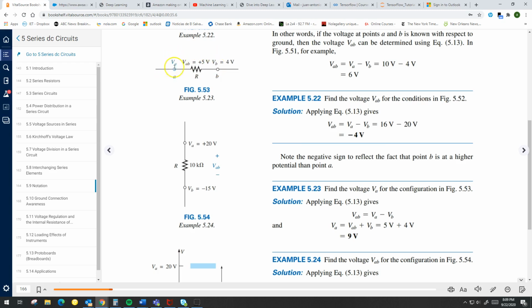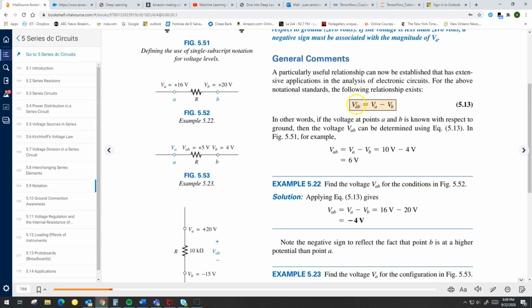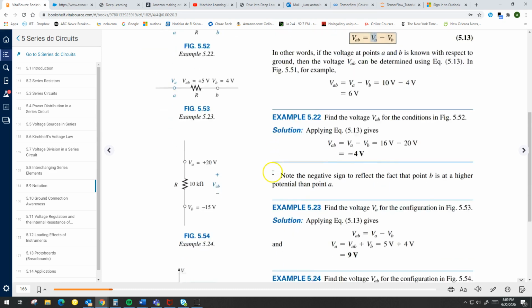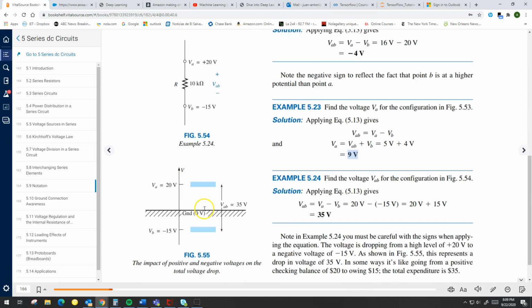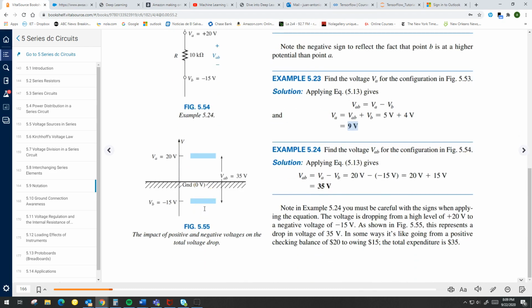So to find the voltage for A with respect to ground, I can apply the same equation here, right? In this case, I know this voltage, and I know this voltage. So all I do is solve for this unknown voltage VA, and if I do that, I get 9 volts. Okay. All right. What else? Let's look at one more.